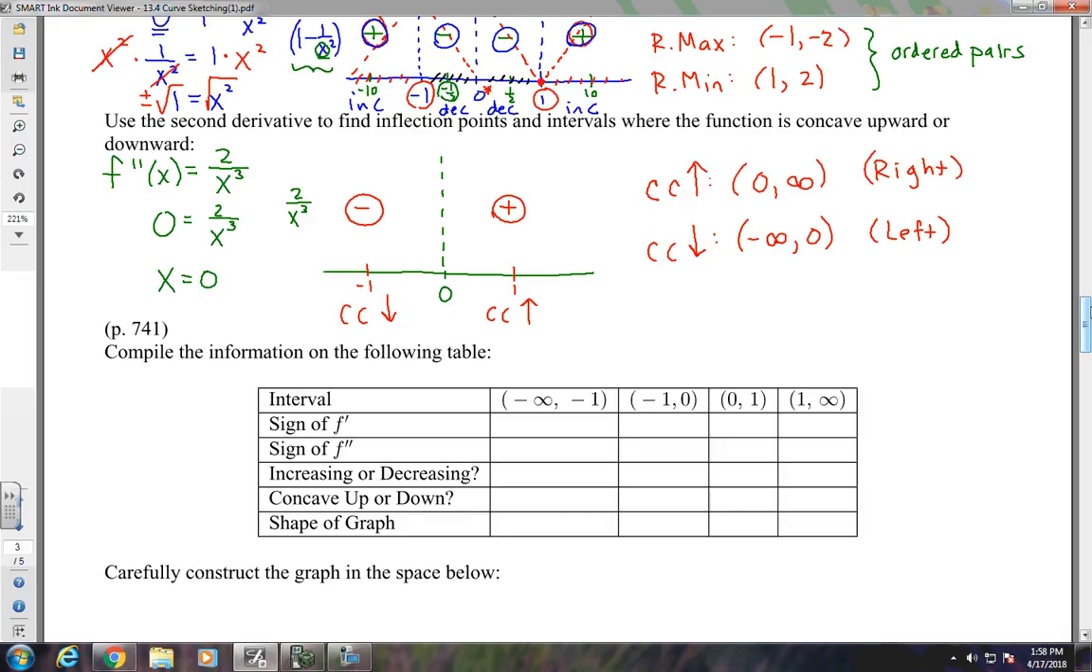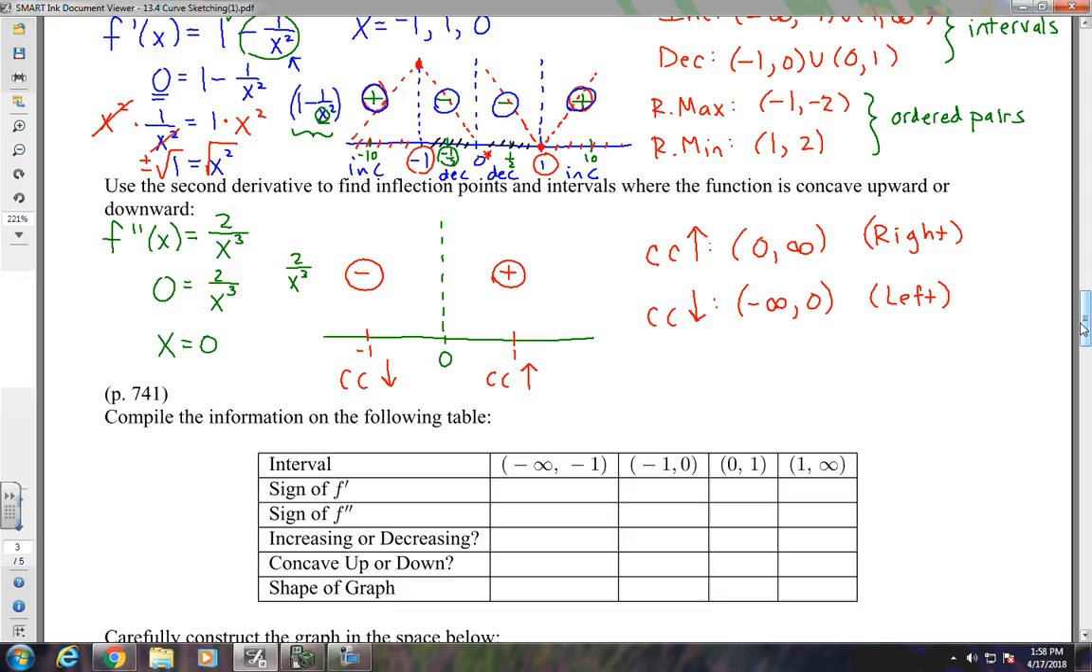So from negative infinity to negative 1, looking at our first derivative, the sign of the derivative was positive. That means the curve is increasing. From negative 1 to 0, looking at our first sign chart, the sign of the derivative we discovered was negative. That means the function is decreasing.